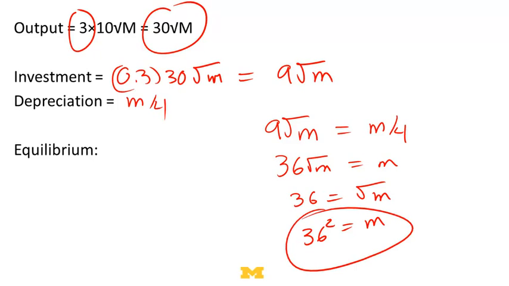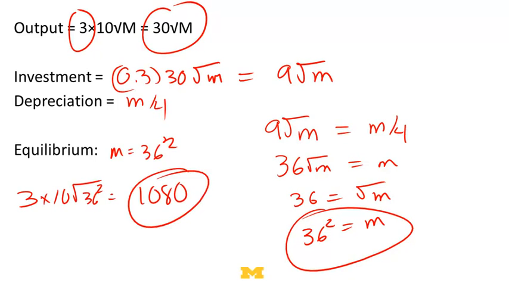What's total output going to be? So if we've got 36 squared machines, which is a big number, what's output going to be? Well, output is 3 times 10 times the square root of 36 squared. So that's 3 times 10 times 36. Well, 3 times 36 is 108, so that's 1,080. So what happened when we made ourselves 3 times as productive? Well, total output went up 9 times.